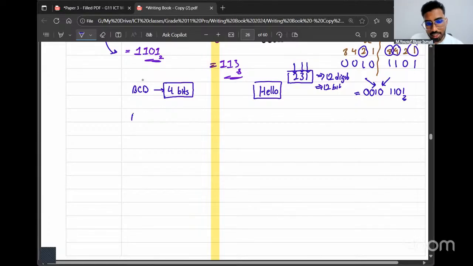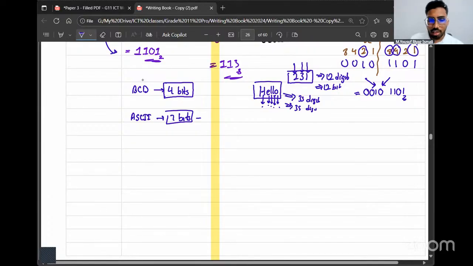Similarly, in ASCII, each character is represented using 7 bits. In ASCII, you can represent letters as well. So if I ask you to represent hello in ASCII, H will take 7, E will take 7, L will take 7, L will take 7, O will take 7. So 7, 14, 21, 28, 35. To represent hello, you need 35 bits.